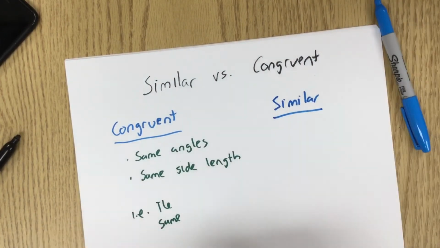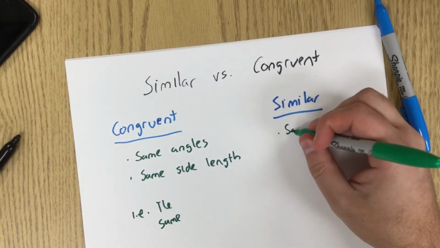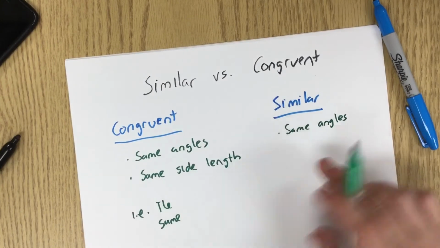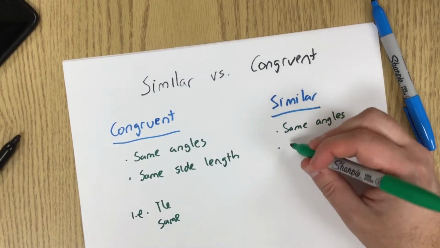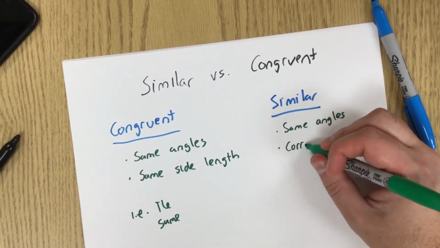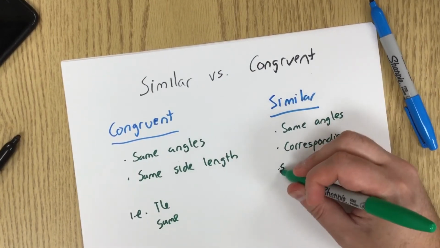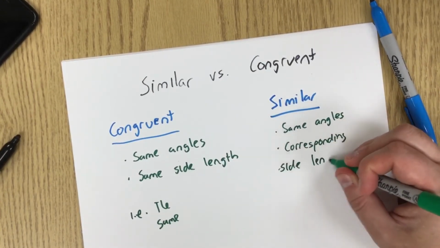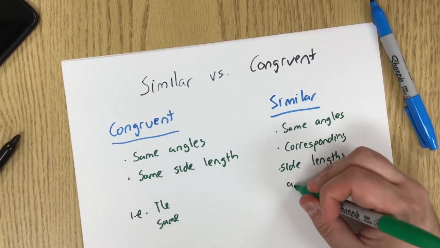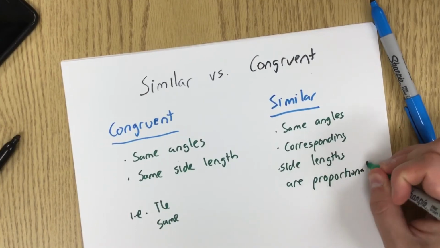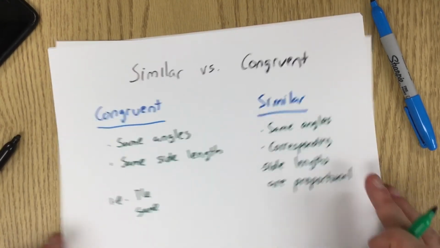So now conversely, we could have shapes that are similar. Now similar means that they have the same angles, but they don't have the same side lengths. Though we do say, and this is going to be a bit of a mouthful, that the corresponding side lengths are proportional. So what on earth does that mean?